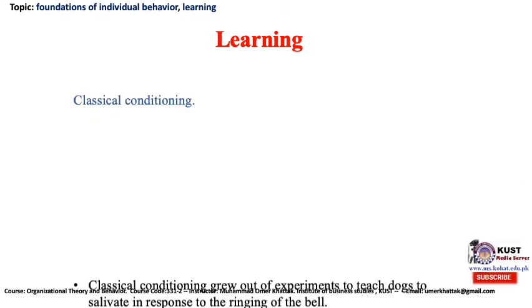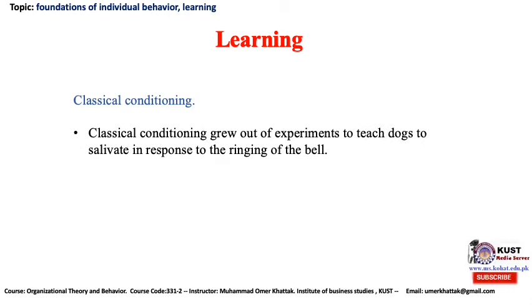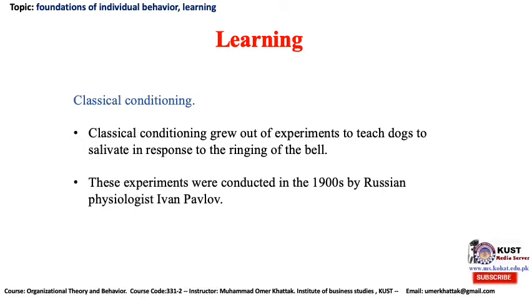Classical conditioning. Classical conditioning grew out of experiments to teach dogs to salivate in response to the ringing of the bell. These experiments were conducted in the 1900s by Russian physiologist Ivan Pavlov. A simple surgical procedure allowed Pavlov to measure accurately the amount of saliva secreted by a dog. When Pavlov presented the dog with a piece of meat, the dog exhibited a noticeable increase in salivation. When Pavlov withheld the presentation of meat and merely rang a bell, the dog did not salivate.